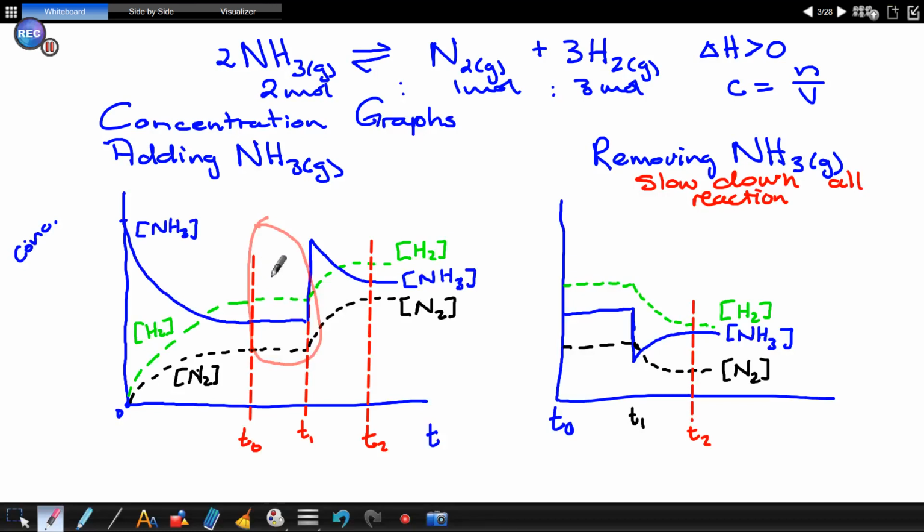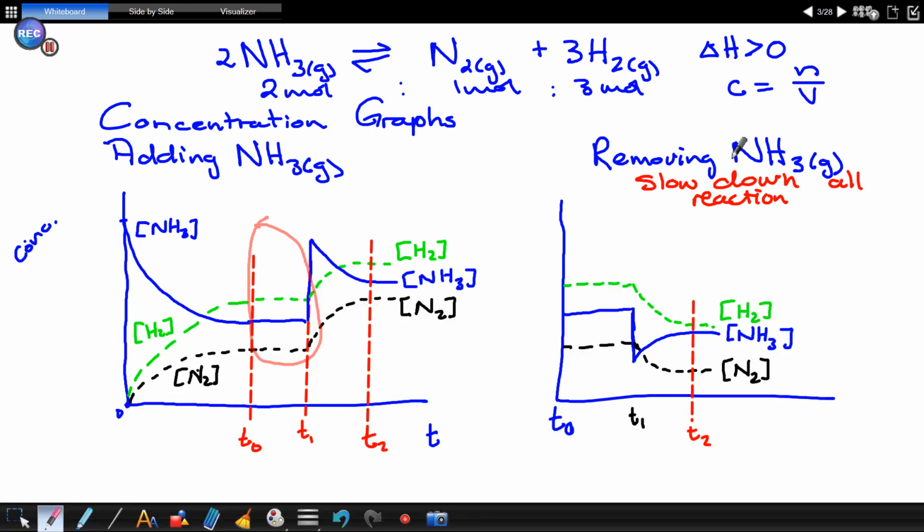Just to clarify which reaction is favored. By adding ammonia, you favor the forward reaction. You favor the reaction that makes nitrogen and hydrogen, because that will use the ammonia up, or try to use the ammonia up. So if you look at the graph, the increase in concentration of nitrogen and the increase in concentration of hydrogen means that that reaction making hydrogen and nitrogen is favored.